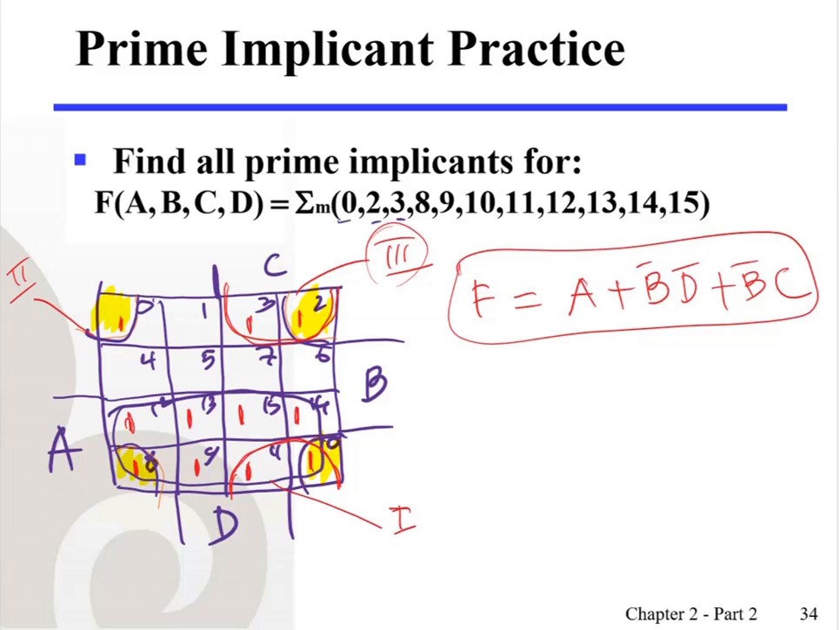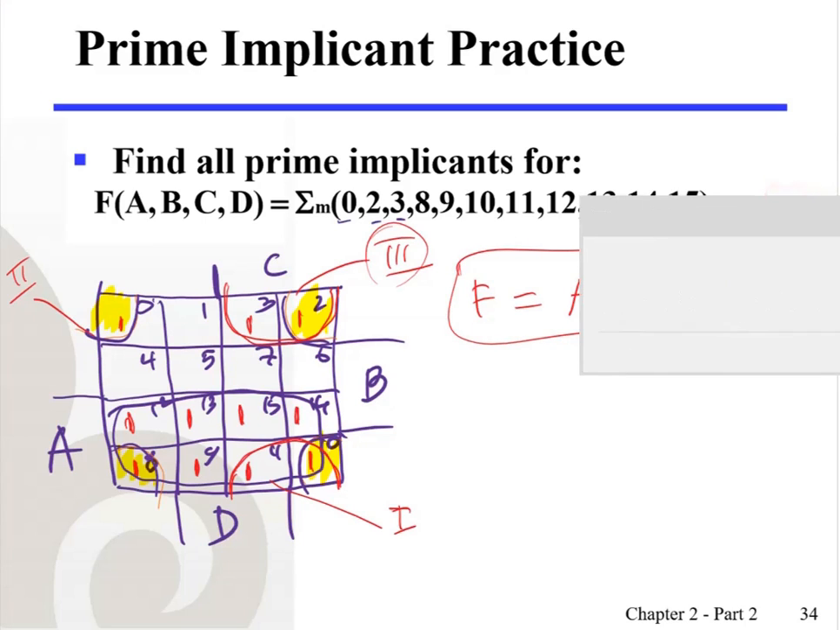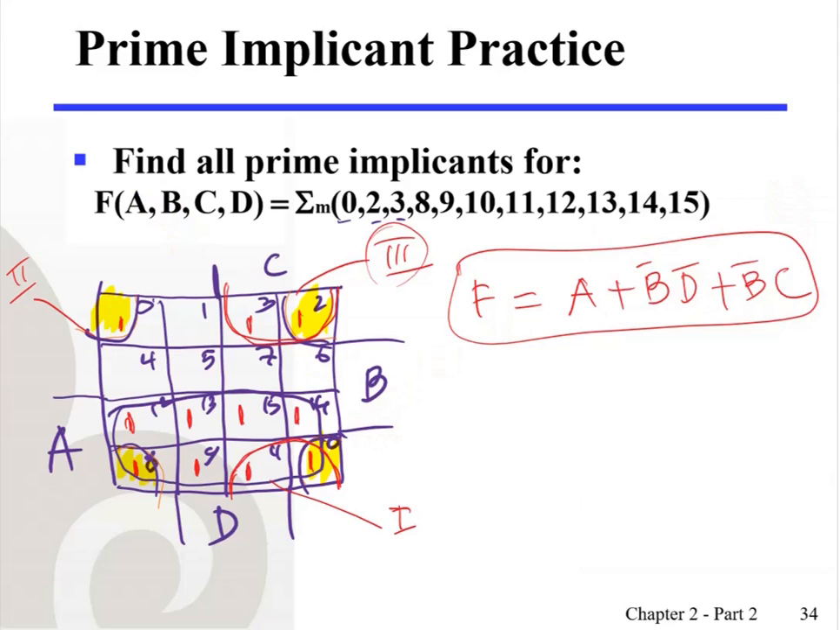Now the question was about finding all the prime implicants. If you recall, the definition of a prime implicant is a product term obtained by combining the maximum possible number of adjacent squares in the map into a rectangle.